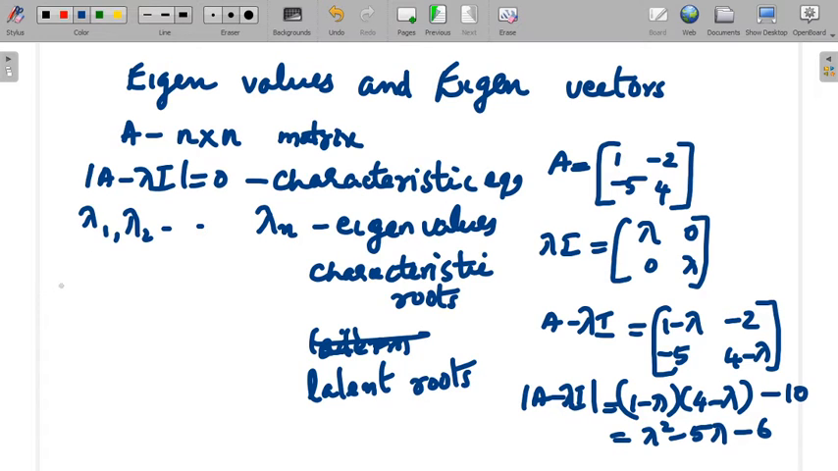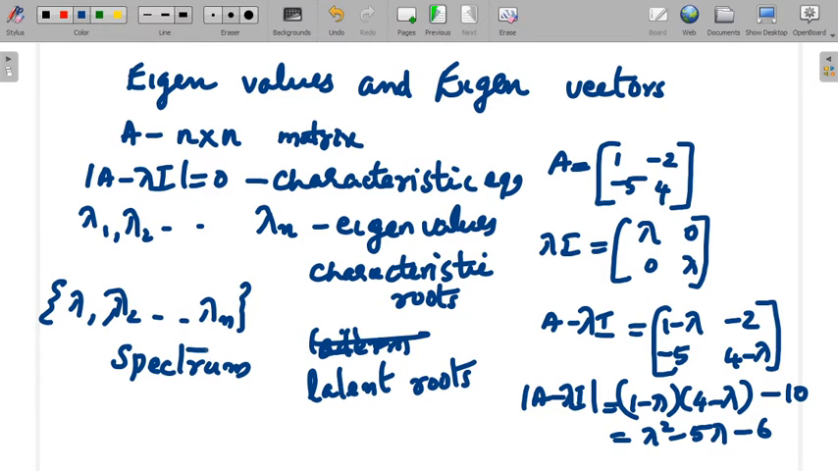Now the collection of all eigenvalues, if there is repetition, it should be removed, lambda 1, lambda 2, etc., lambda n. This set is called the spectrum. So the spectrum of a matrix is the set of all distinct eigenvalues of that matrix.